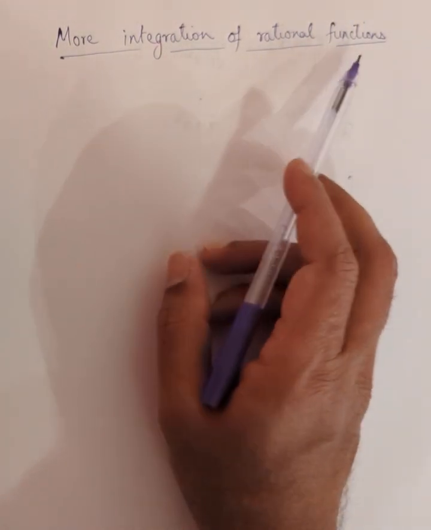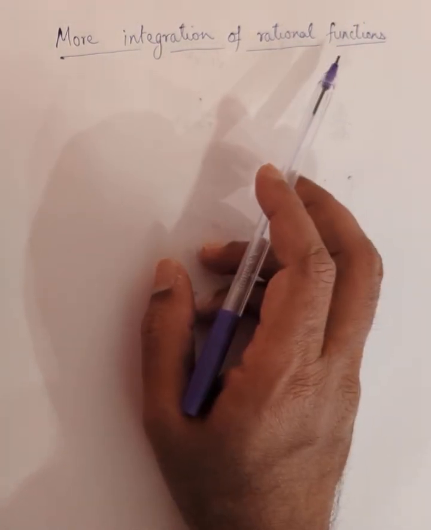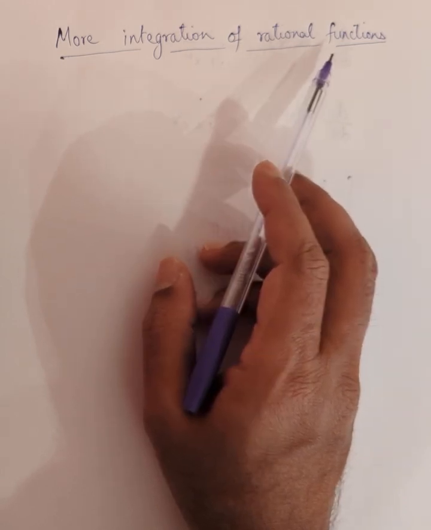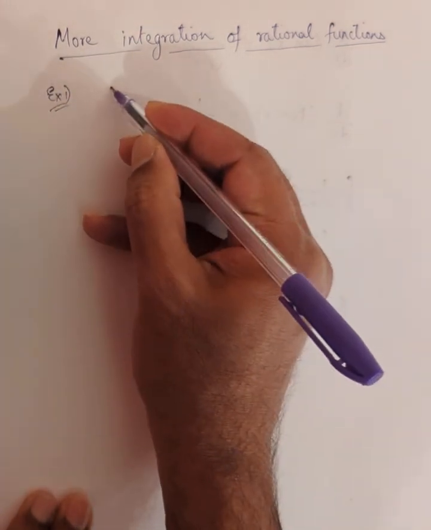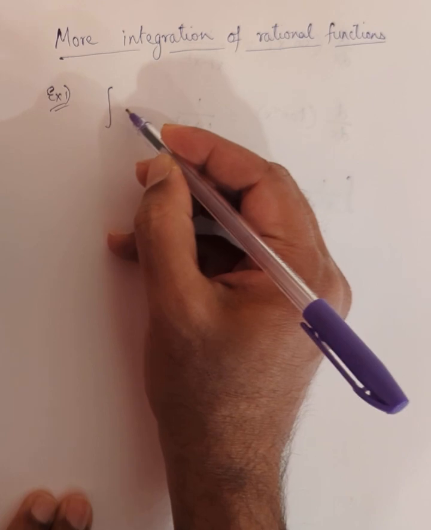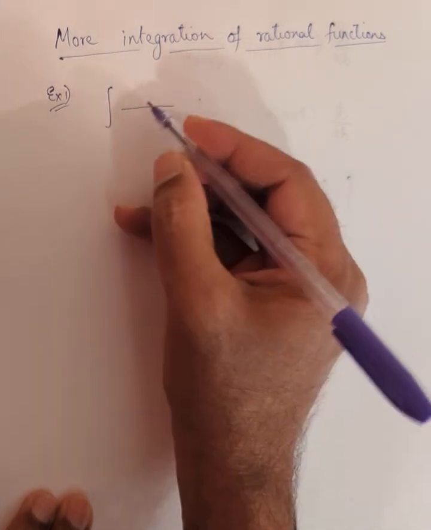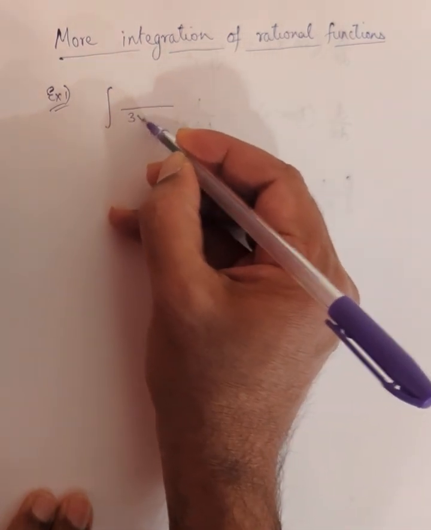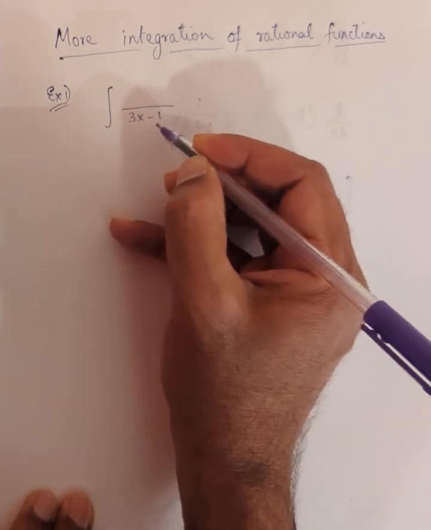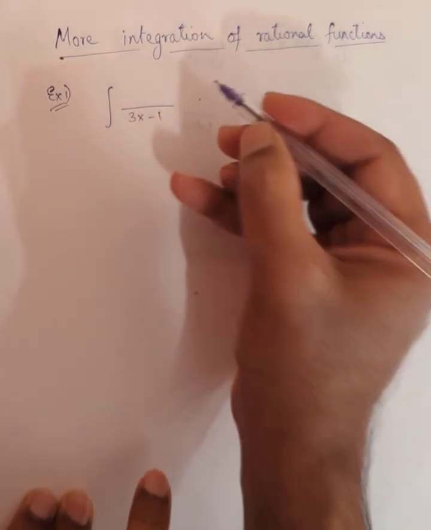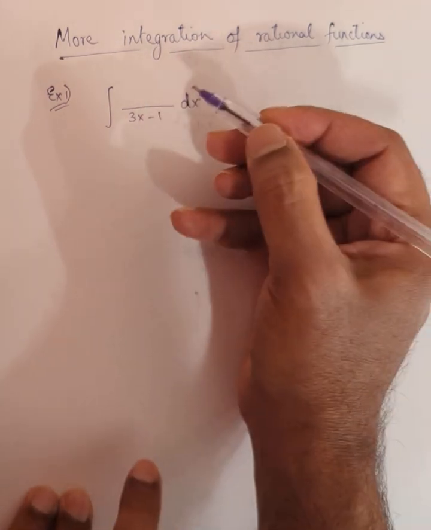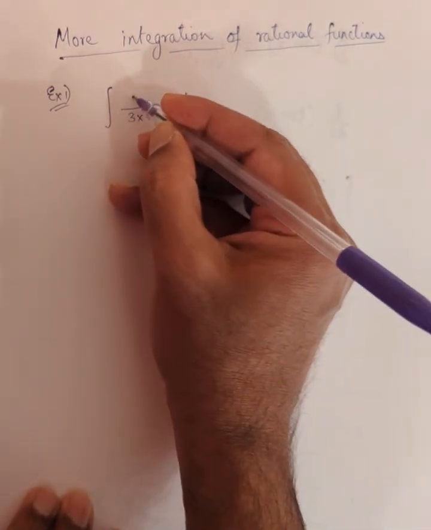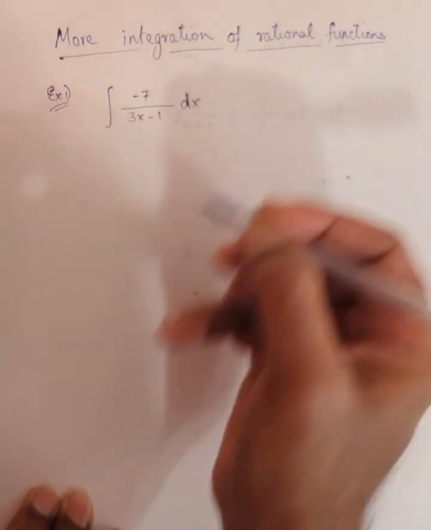When we have to integrate rational functions, it's enough to consider proper rational functions. So let's start with some examples. If I'm going to have a proper rational function, and if the denominator is a linear polynomial, degree 1 polynomial, that means the numerator would have to be something constant, degree 0 polynomial. So let's take it to be -7.